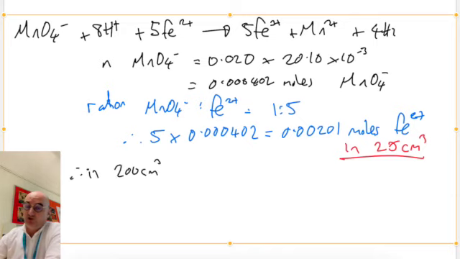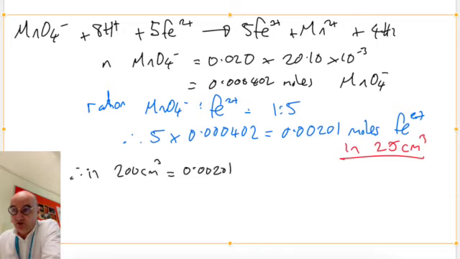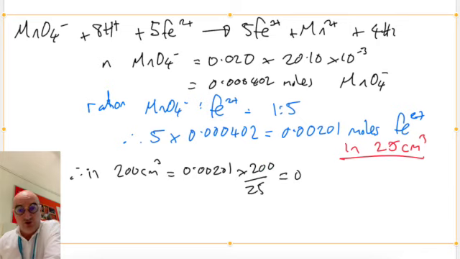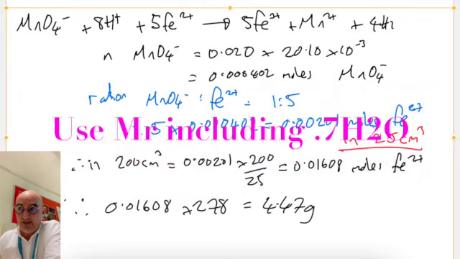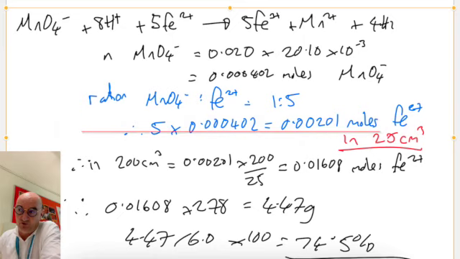We want it in the stock solution of 200. So we need to times those moles by 200 over 25, or times 8, same thing, to give us 0.01608 moles of iron 2+. Home and dry, times by the molecular mass including the 7H2O, 4.47 over 6 gives us 74.5%.